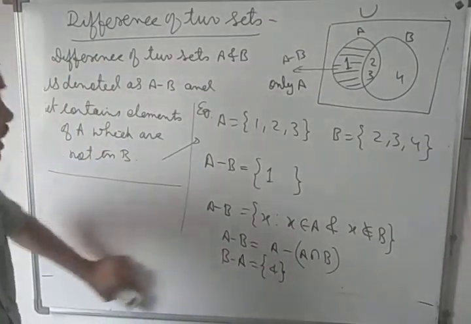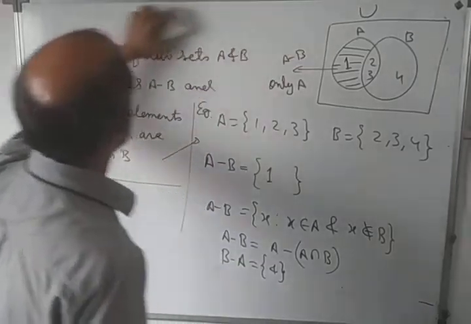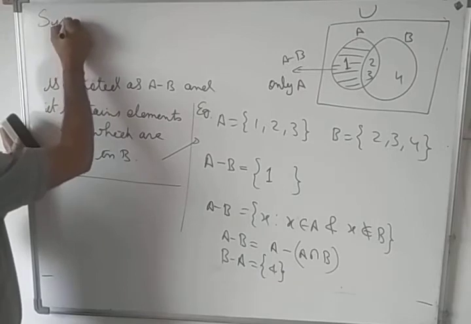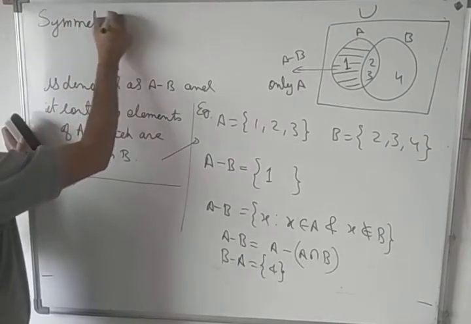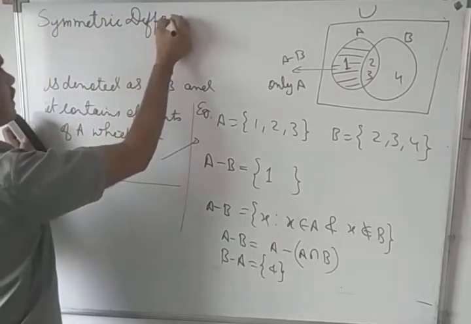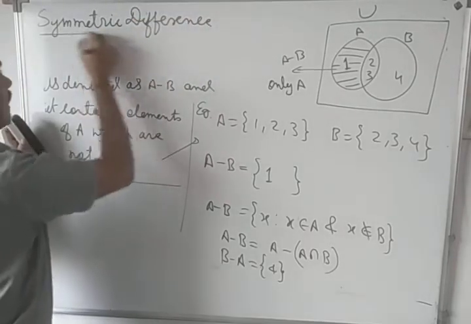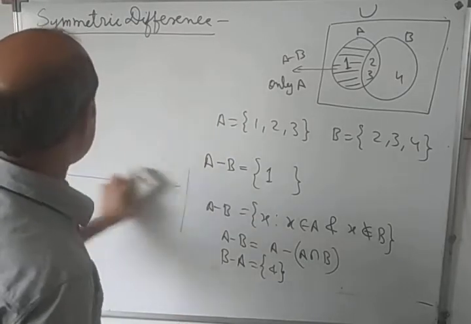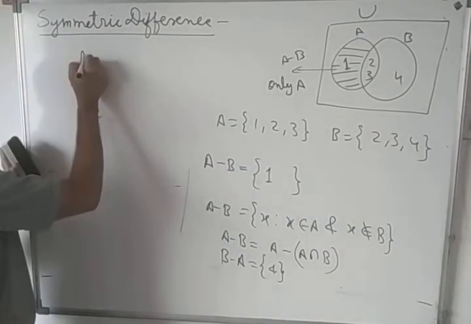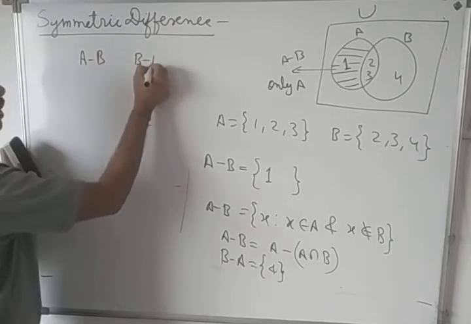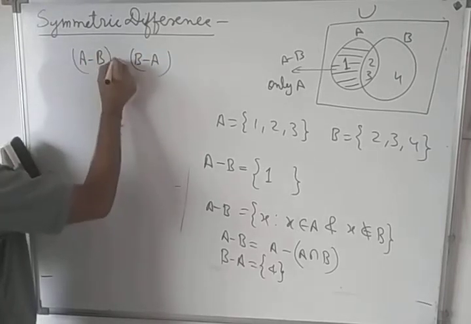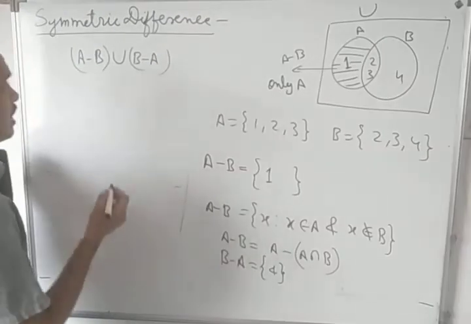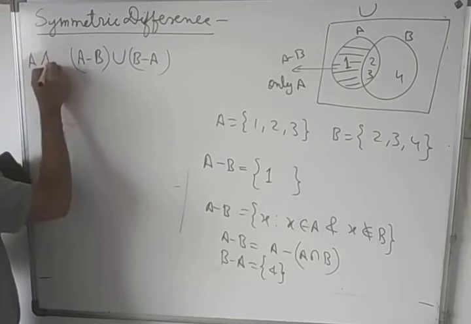Now it is not given in the NCERT book, but one more point is here, which is symmetric difference. Which is union of A minus B and B minus A. That is called symmetric difference, and it is denoted as A delta B.